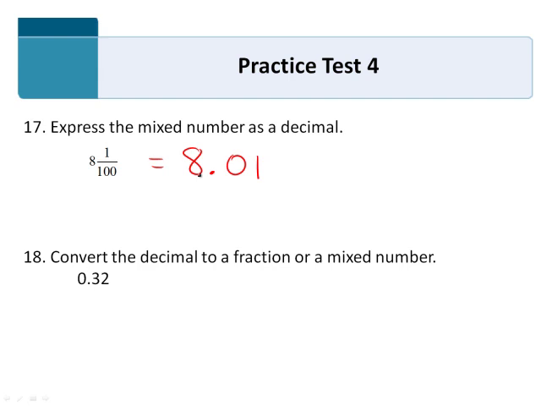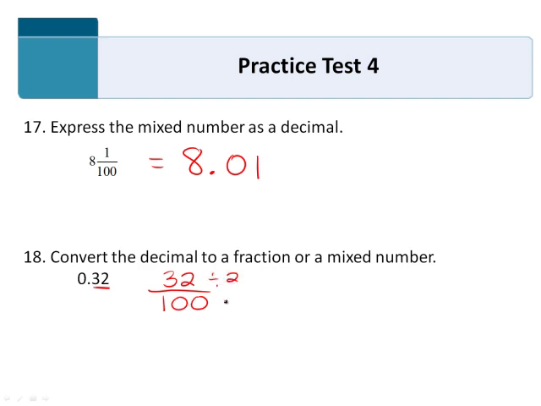Number 18, convert the decimal to a fraction or a mixed number. So you've got 0.32, and this is where we put 32 on top, and the denominator of the fraction is represented by a 1, and however many zeros you have digits. We have 2 digits, so it's over 100, okay? So 32 over 100. Now, we need to reduce this, okay? So you can either use 2 if you want.